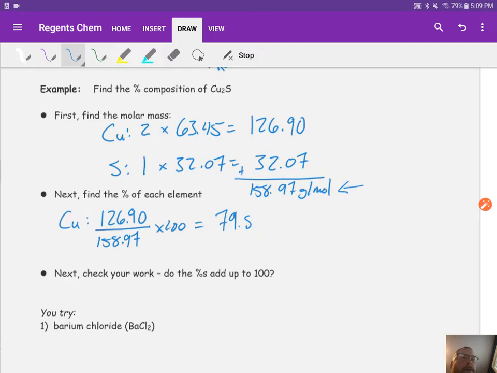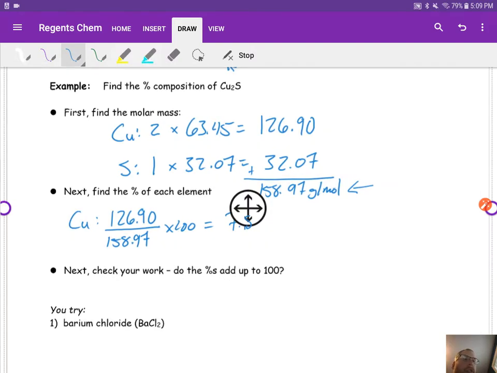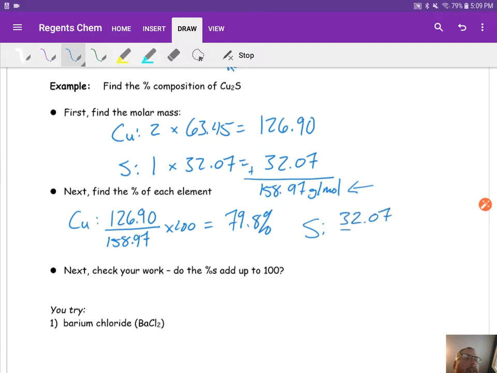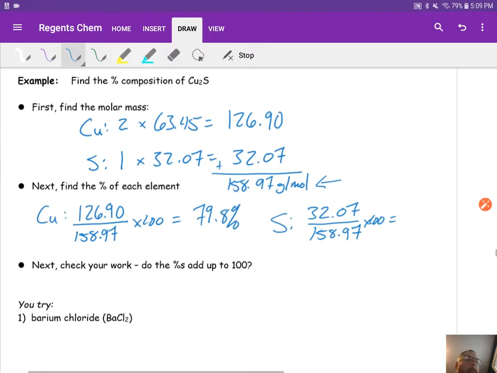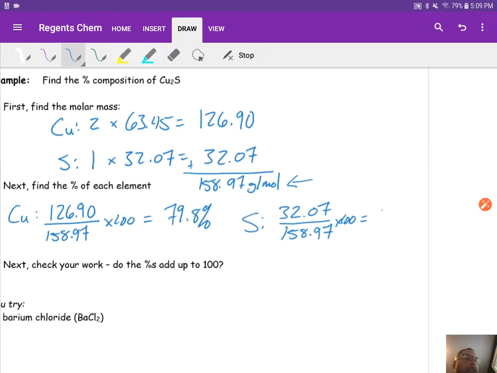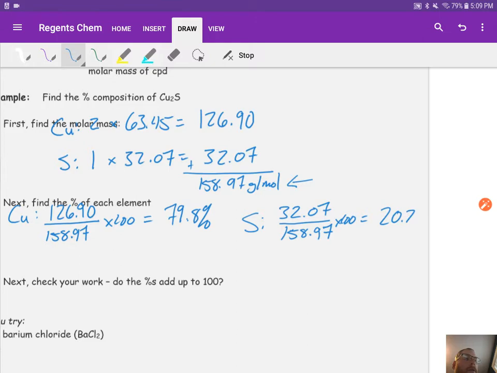79.8% copper is what we should end up with. Oops, I didn't write that correctly. 79.8%. So do the same thing with sulfur. Sulfur was 32.07 for the part. The whole, again, is the same whole, because it's the same compound, times 100. So when you do that math, you should end up with 20.2.